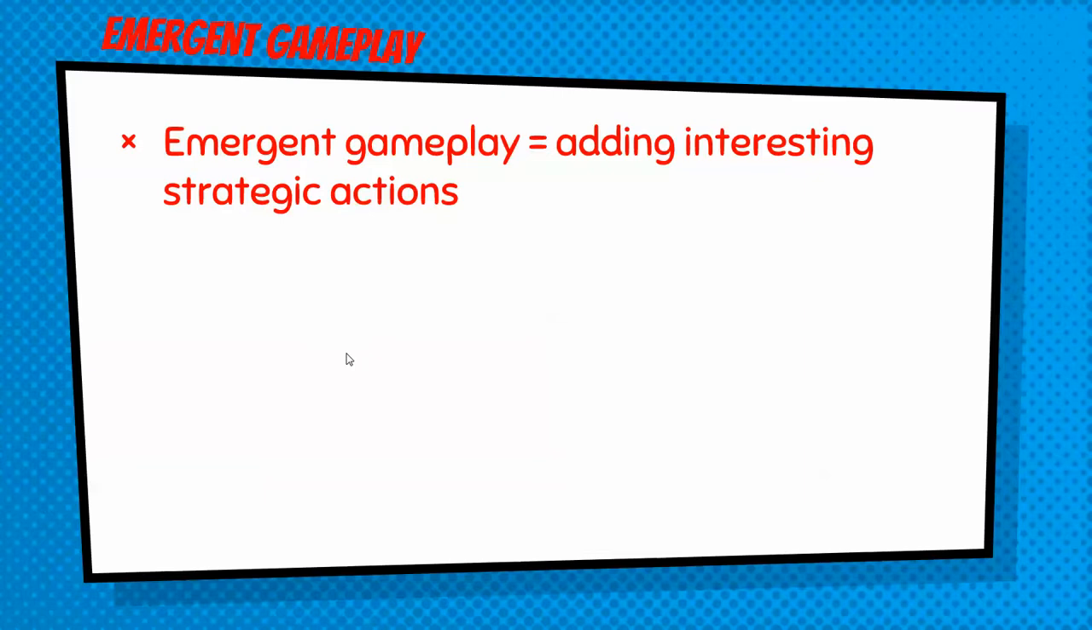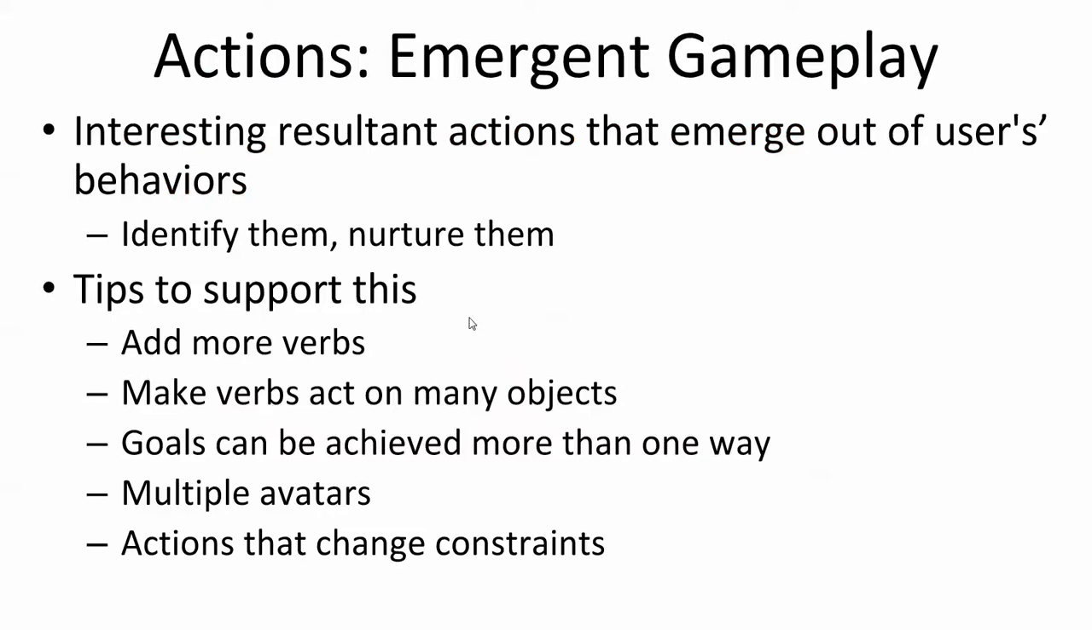Okay, so there's another thing to consider called emergent gameplay. Emergent gameplay is basically as the player continues to play the game, you're adding interesting strategic actions. So he can take the existing actions, or maybe even add new verbs and actions, but can do some more interesting strategic things. So emergent gameplay is interesting resultant actions that emerge out of the user's behavior. So the player is doing stuff, and then now there are new interesting things he can do. So you want to identify these and nurture them.